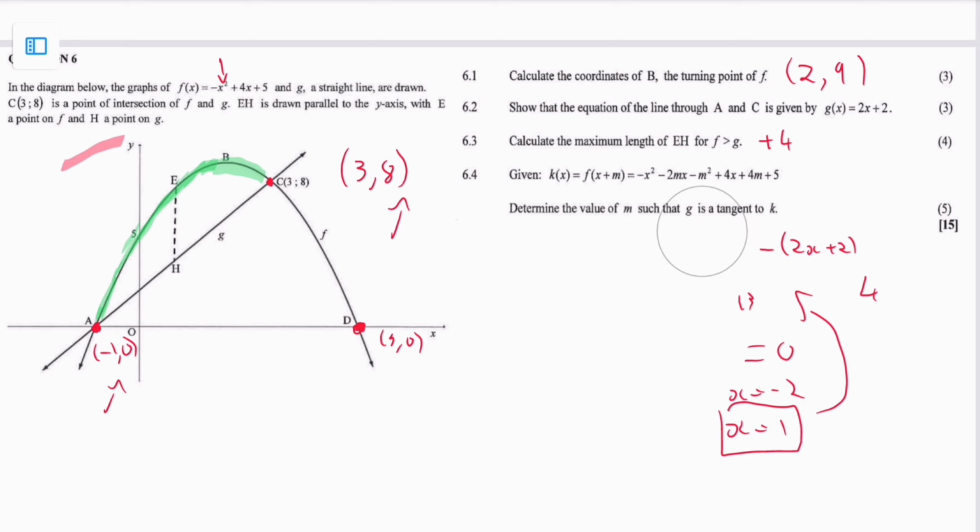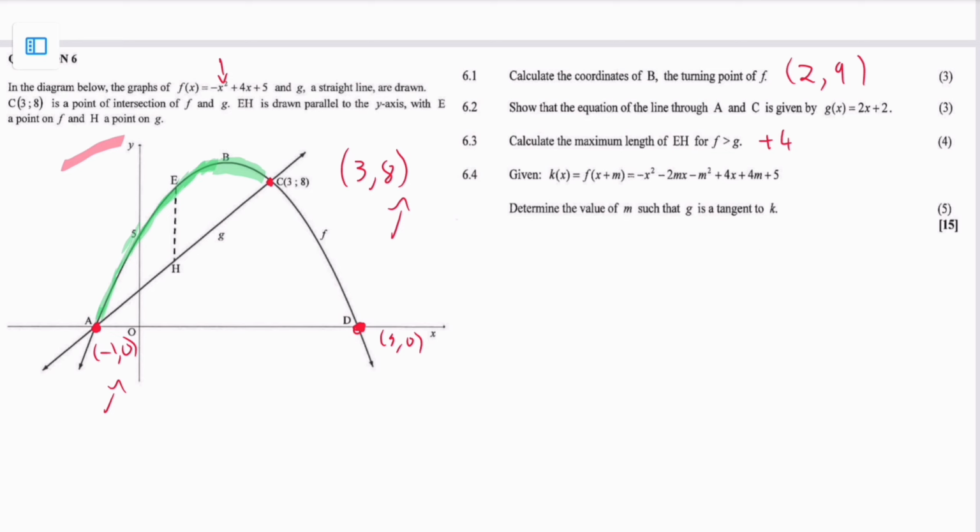And then, what a monster. Given k of x equals f of x plus m equals -x squared minus 2mx minus m squared plus 4x plus 4m plus 5. Whole nice long equation waiting for us. Determine the value of m such that g is tangent to k. So we will do that.